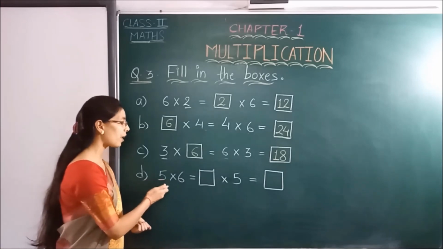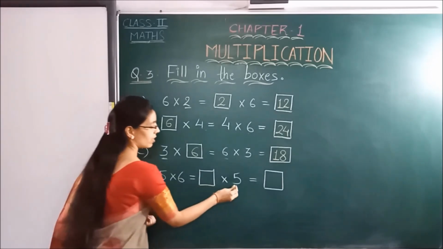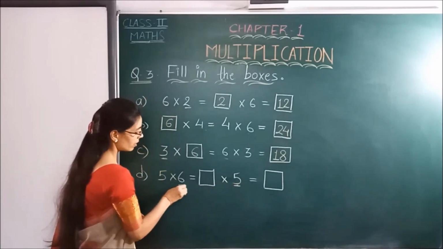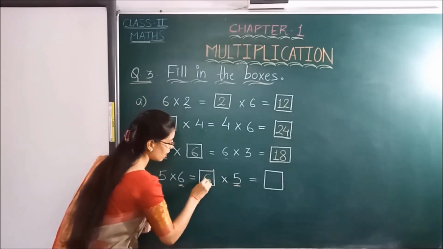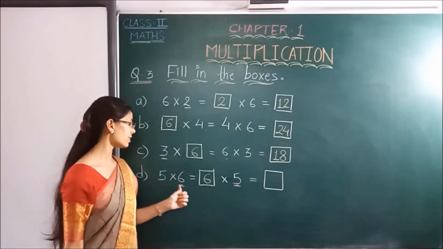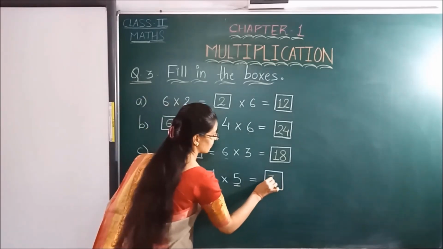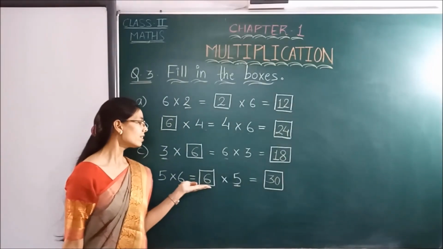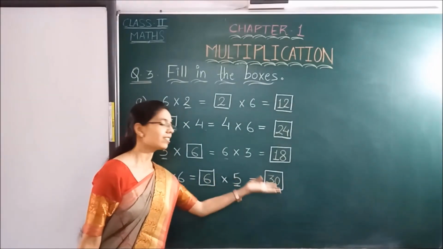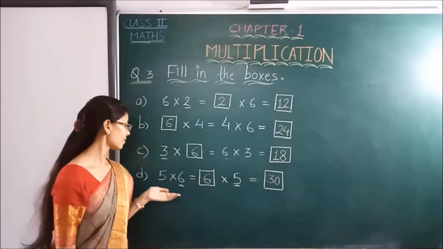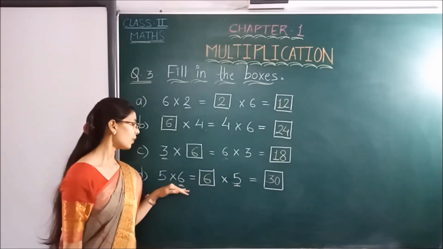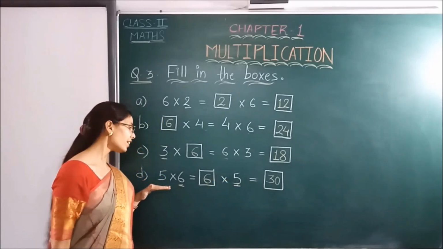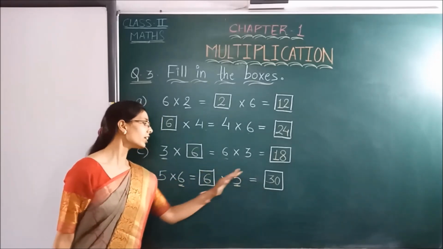Yes. D. 5 multiplied by dash. So which is our missing number? 5 is already here, so this 6 is our missing number. Okay. 5 6s are 30. 5 6s are 30 or 6 5s are 30 also. Either we can write 5 6s are 30 or 6 5s are 30.